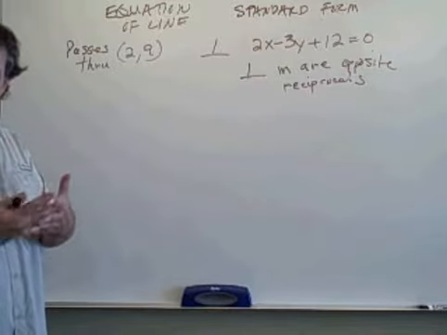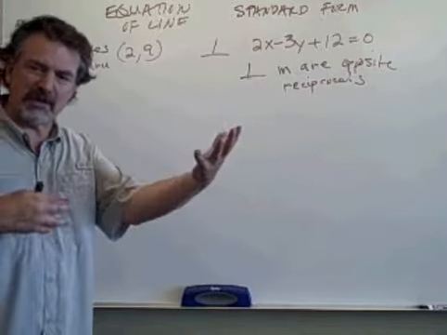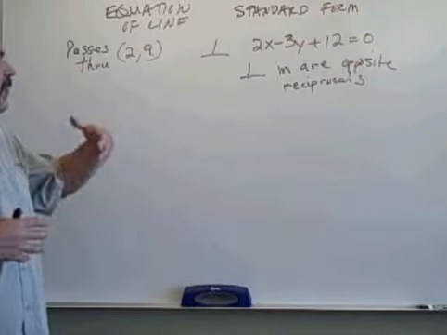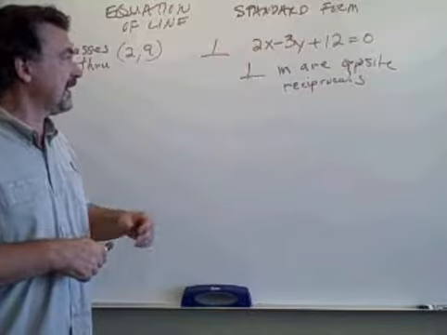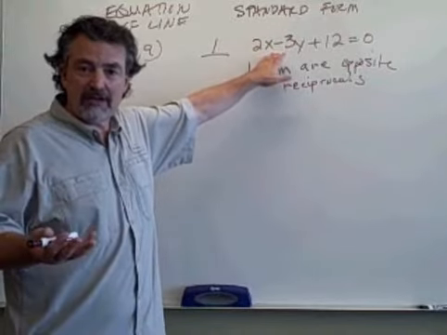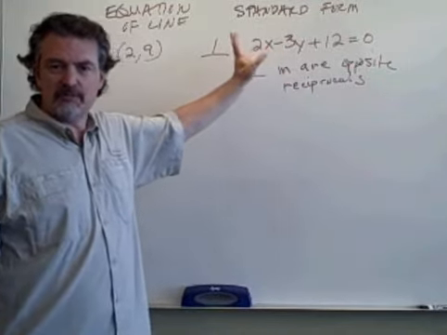Reciprocal means turn it upside down. Opposite means if one's positive, the other's negative. We can find the slope of our line when we know the slope of this line. How do we find the slope of a line when we have the equation of the line? Put it in slope-intercept form.